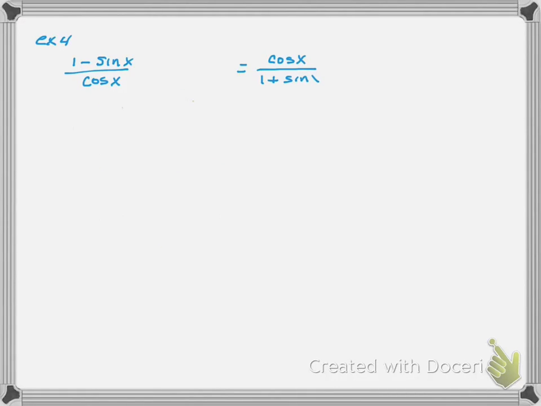All right, so for this one we want to look at what we're aiming for. So first of all, we need a 1 plus sine on the bottom. So I'm just going to put 1 plus sine top and bottom.